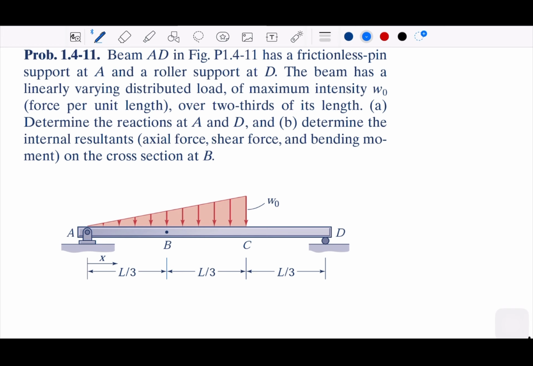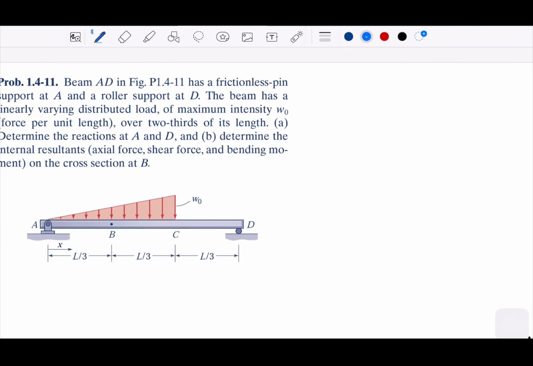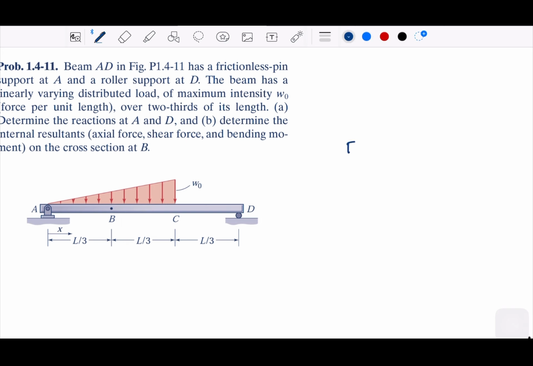So to start this problem, we could design or draw the free body diagram. So let me just draw the beam. Okay, that's the beam. So this is A, this is D.